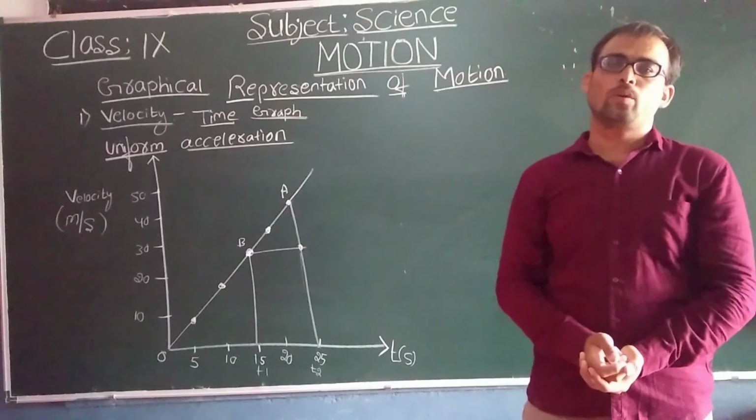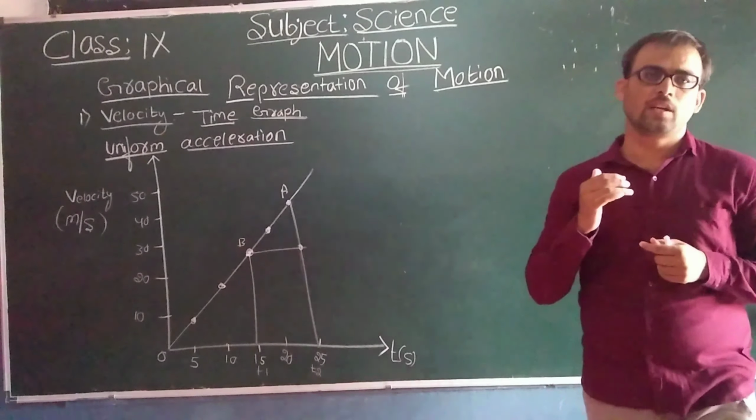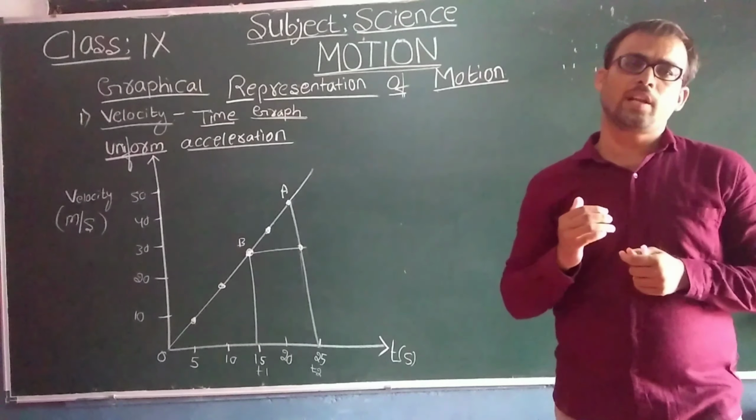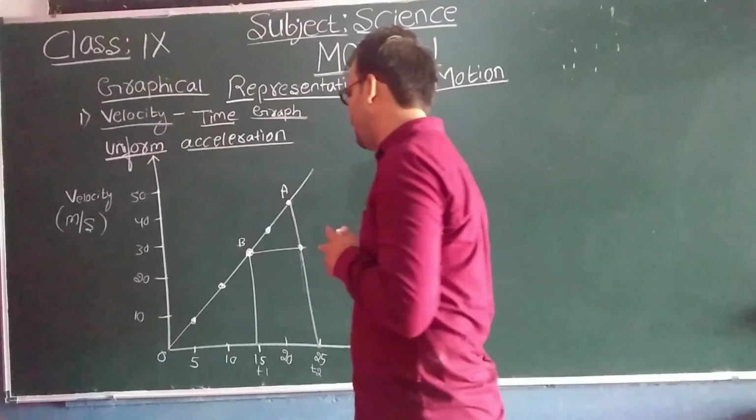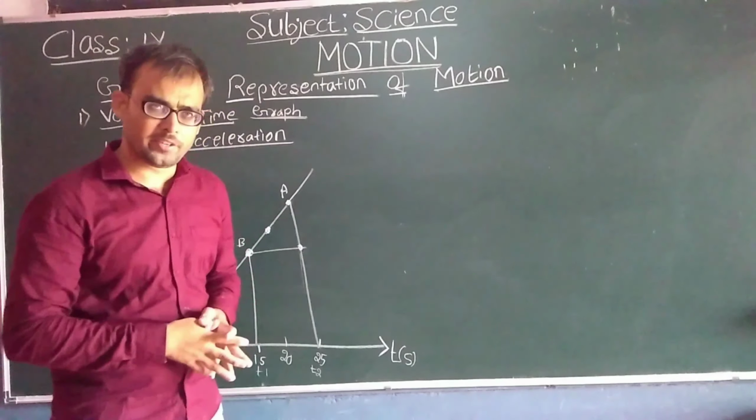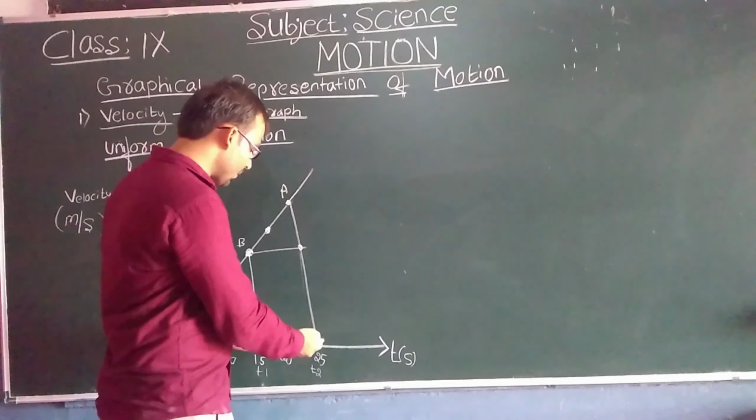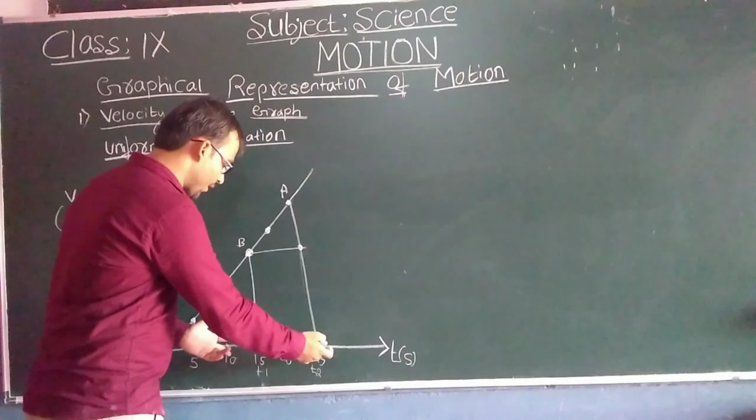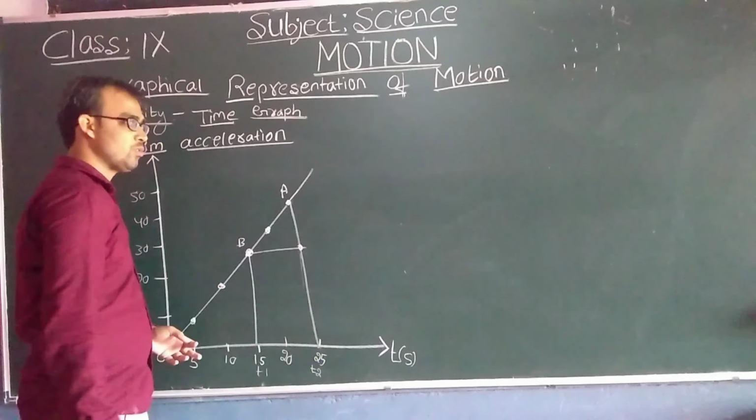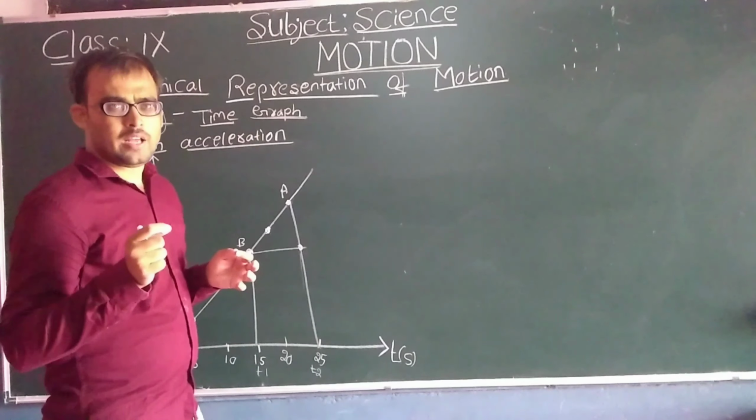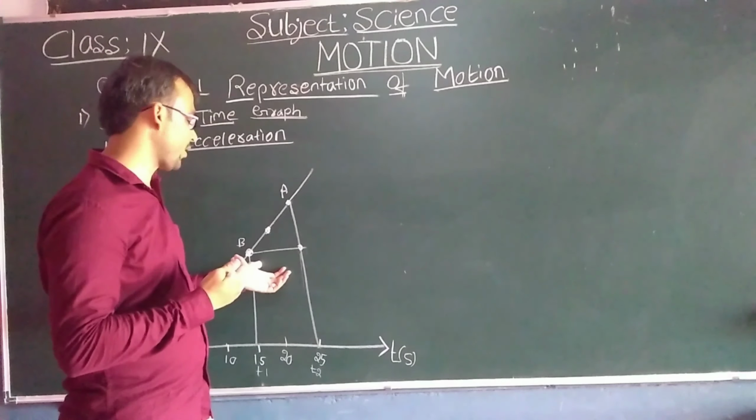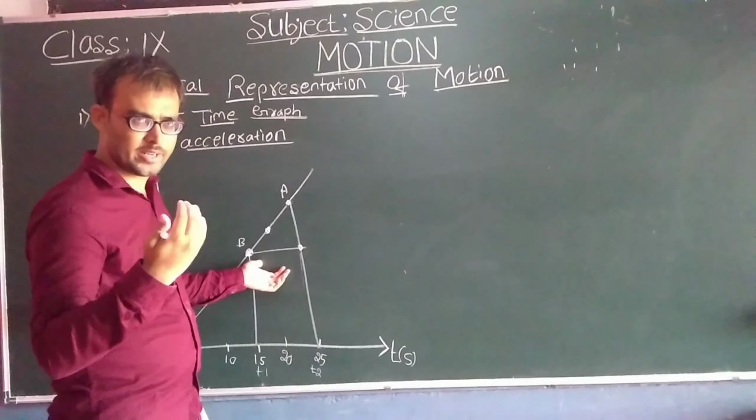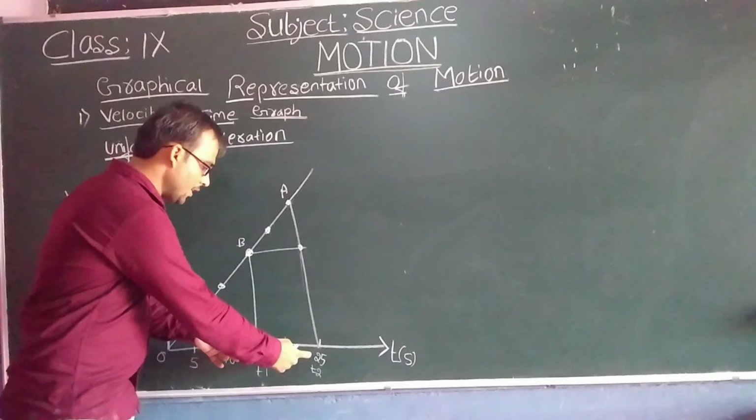Now we shall calculate the distance traveled by the car in the time interval T2 and T1. You can assume any time interval here. You can take these two, or you can take these two. Now what I am doing, I want to know the distance traveled by the car between these two time intervals.